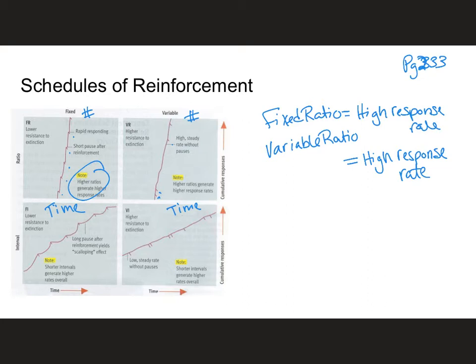Now, if we take a look at time, fixed time, so after a set amount of time, you get a reward. Well, what we see happening here is that people, or pigeons, if we still want to talk about the pigeons, go through these long pauses in between because they know they're eventually going to get the reward. So it's kind of like, okay, I'm going to do what I'm supposed to do, and then I'm going to pause for a while, and then I get my reward. And then I kind of pause, and then I get my reward, and then I kind of pause, and I get my reward. So you don't get as much of a response as you would to a fixed ratio or a variable ratio.